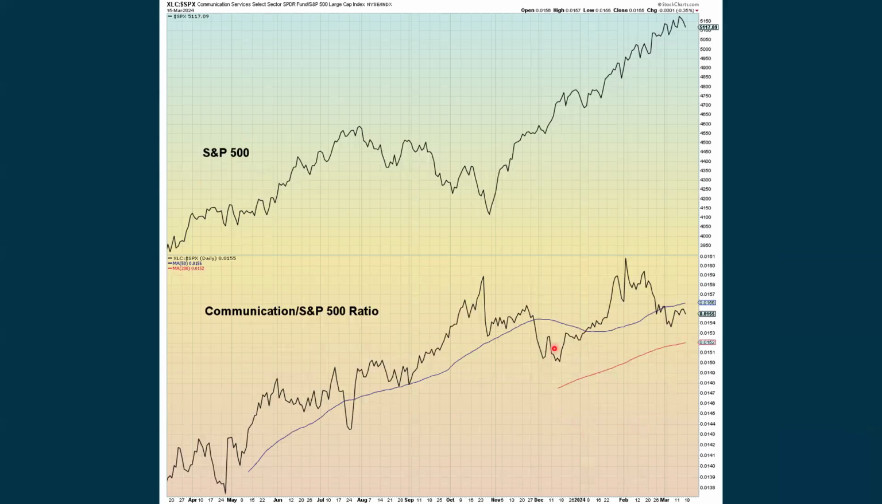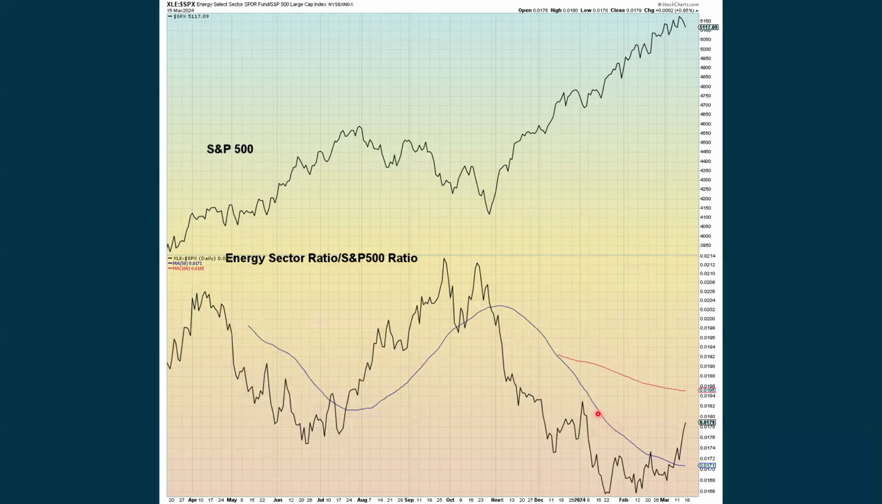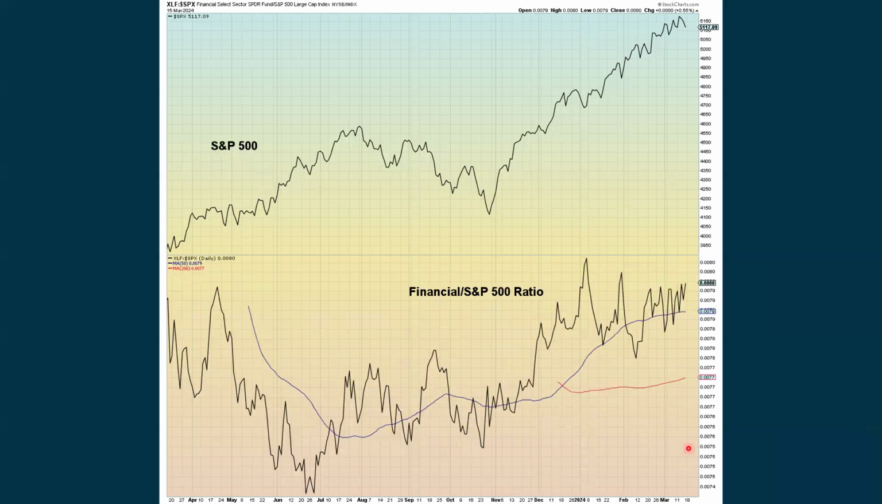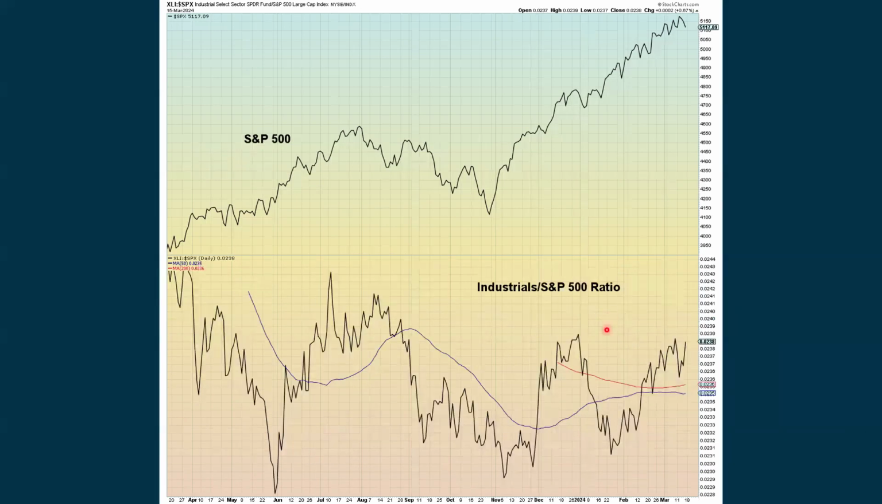Communication has been one of the stronger areas, but lately has been pulling back. Energy has been in a downtrend, but it saw a real surge this past week. The financials continue to hold up fairly well, even though we're kind of watching to see if there's going to be more bad banking news that hits the market. And the industrials are also showing some improvement and coming back above their moving average. Not enough yet to generate a golden cross, but still showing some improvement here.